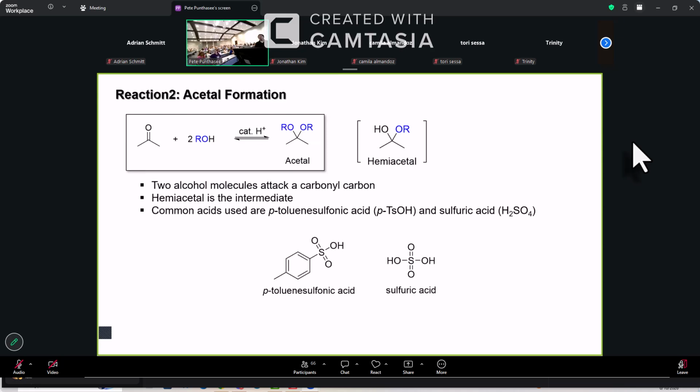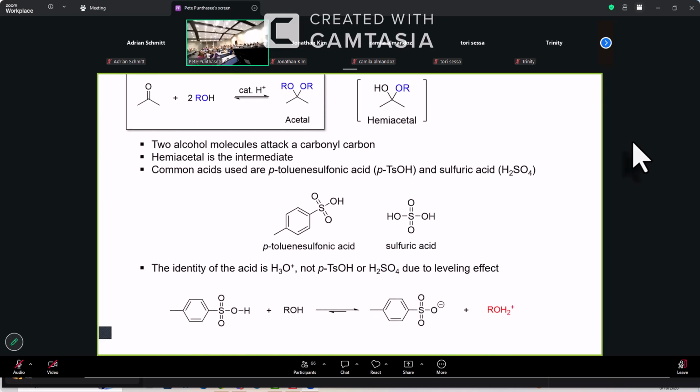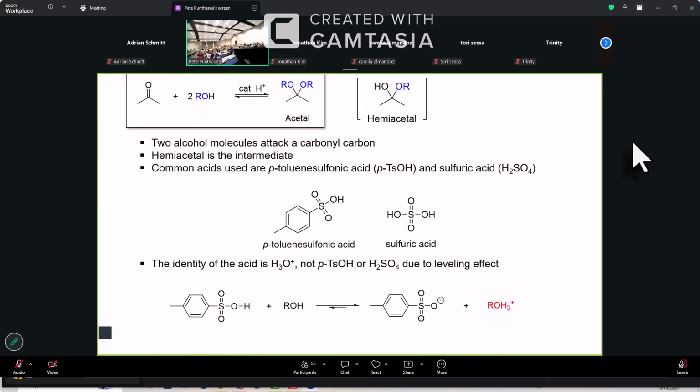Okay, all right. So when you dump this into water, the identity of the acid is not itself, it is whatever solvent comes and picks up that proton right there. If you use alcohol, it's a protonated alcohol. Let me explain this first.